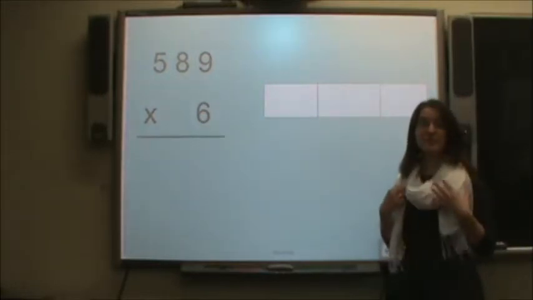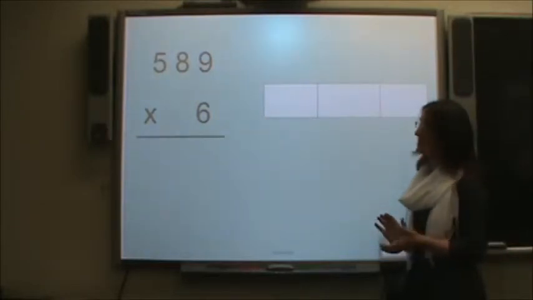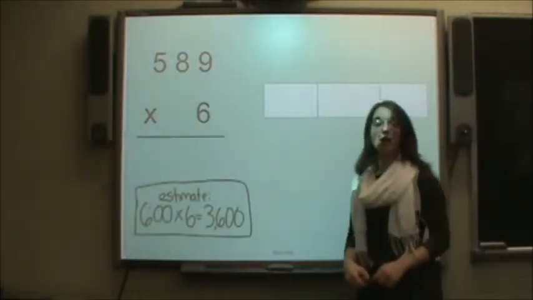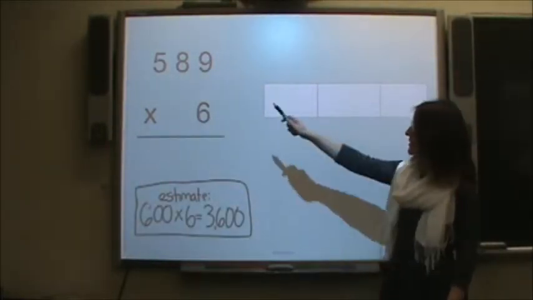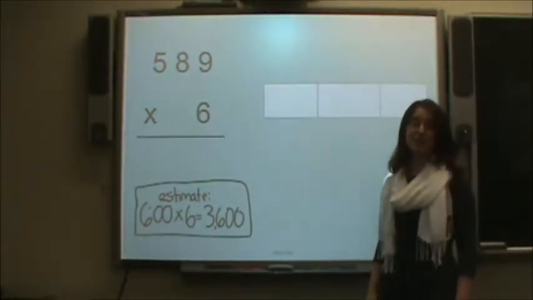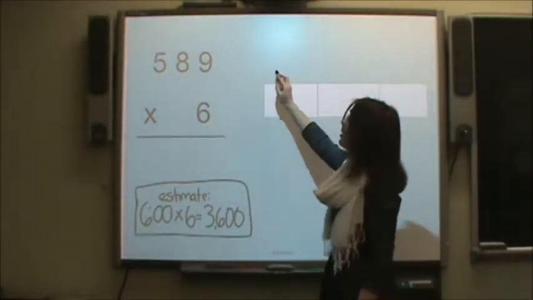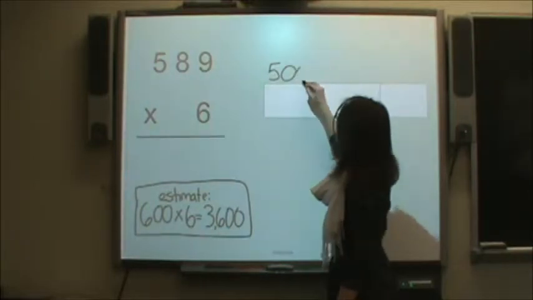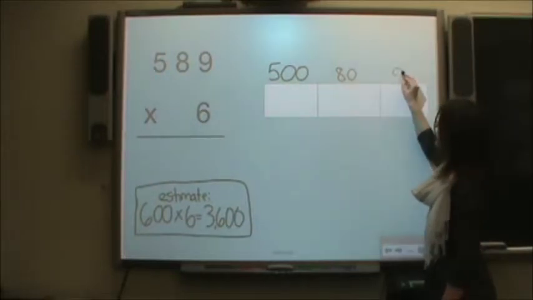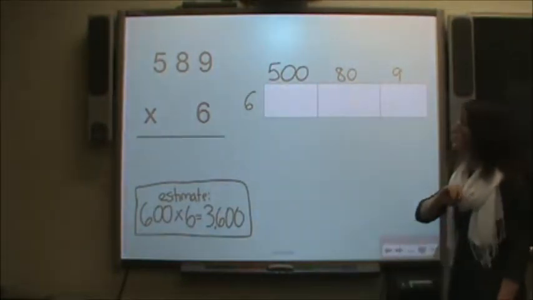So here's another one. This one's going to be a little bit trickier because we have more numbers to deal with. However, it should be a piece of cake. Let's pause your video and do your ballpark estimate first though. My ballpark estimate was 600 because 589 is really close to 600, and 600 times 6 equals 3,600. Now I'm going to pull apart my numbers. 589 pulls apart into 500, 80, and 9. 6 I can't pull apart, it's just the one number. So I'm just going to put that there.